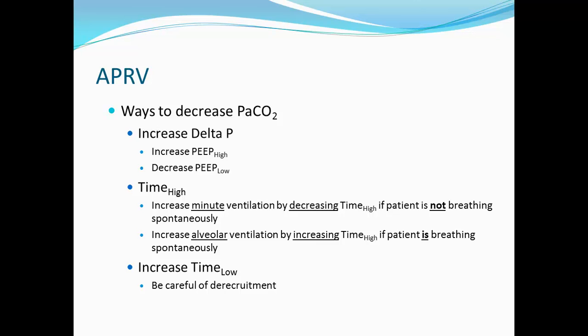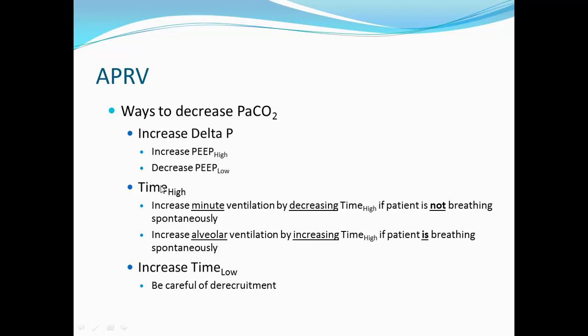There are several different ways to decrease the PaCO2 when ventilating a patient with APRV. One of them is to increase the delta P. If we want to increase the delta P, we can increase the P high. However, we have to be careful and be aware of the transpulmonary pressure as we increase the P high, and try not to go too high to where we're likely to cause ventilator-induced lung injury. In some cases we could also decrease the P low. However, as I mentioned previously, with Dr. Hibashi's method, we usually set P low as 0, so we cannot set it any lower than that.